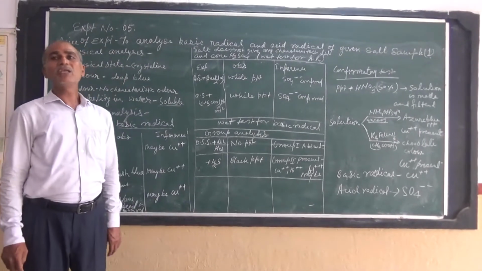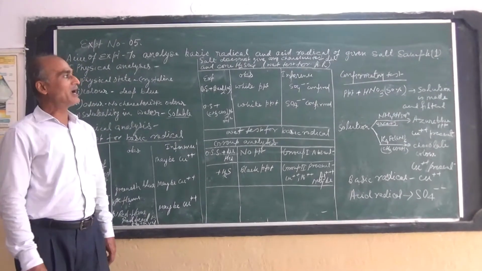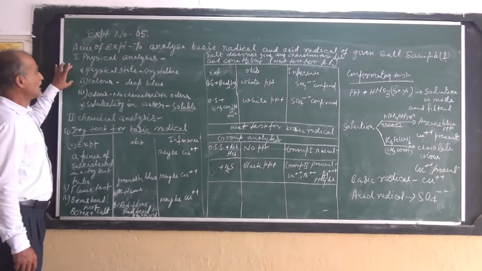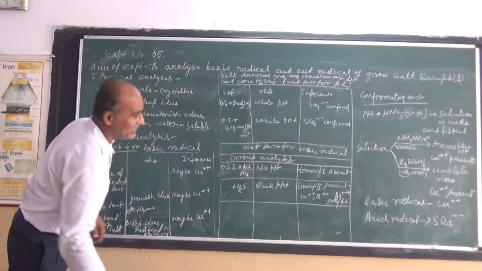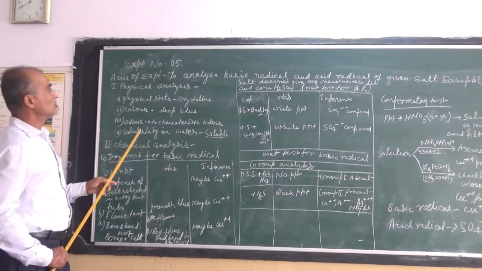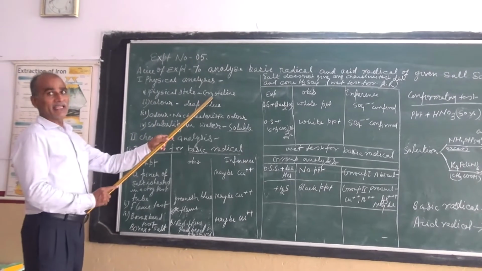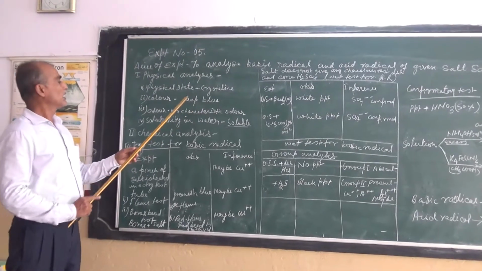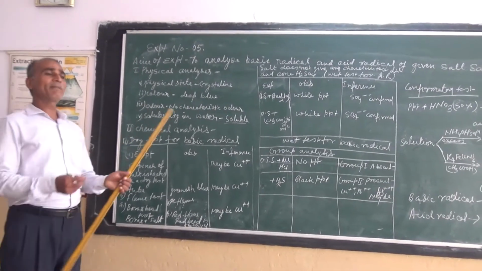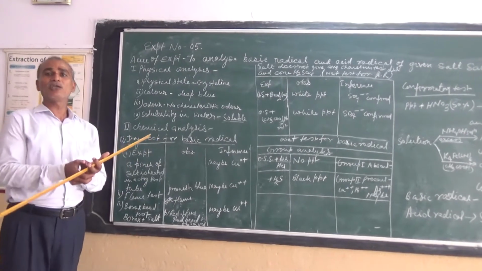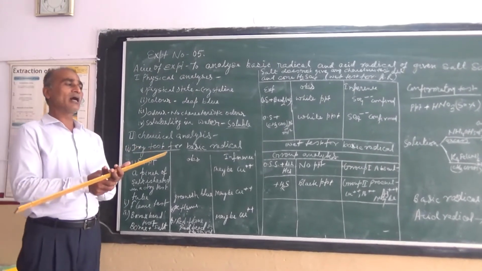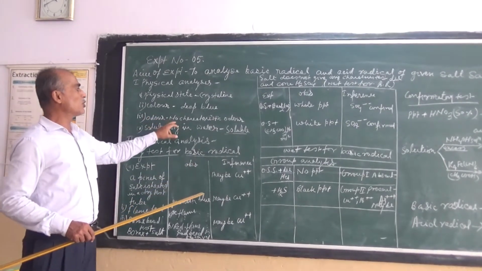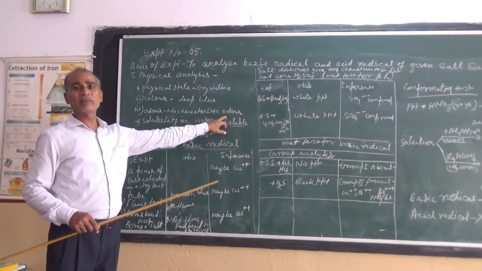For this, we have to go through the various parts of our experiment. First we have to go through the physical analysis of the salt. Your salt is given, now crystalline. The color of the salt is deep blue. For odor, you take a pinch of salt and a drop of water on your palm, rub it and smell it. You will observe no characteristic odor in this given salt.